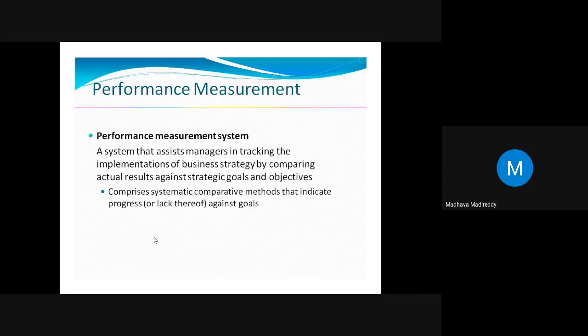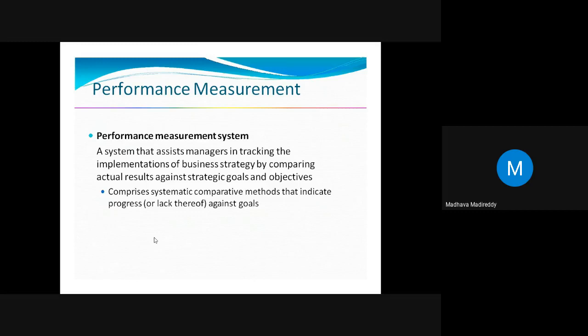Now the performance management system is the one that assists the managers in tracking the implementation of business strategy. How do they do that? They compare the actual results against the goals that were already set. So if your results are actually better than the goal, that means you are doing way better than what is expected of you in that situation.